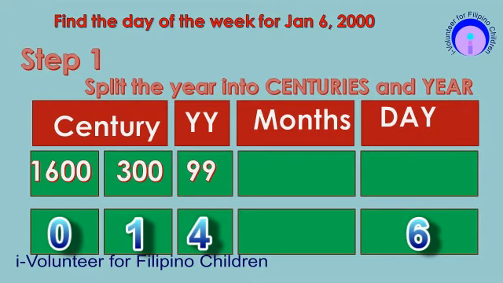Now, we are going to find the sum of all the odd days. 0 plus 1 plus 4 is equal to 5 plus 6 is equal to 11. 11 divided by 7 is equal to 1, remainder 4. Therefore, January 6, 2000 falls on a Thursday. Upang mas madali nating gawin ito, pwede tayong mag-cross out ng 7, 1, and 6. What is left is 4, and 4 corresponds to Thursday.